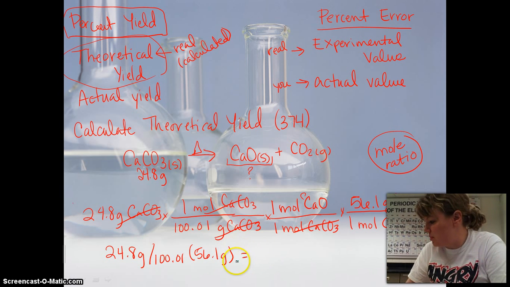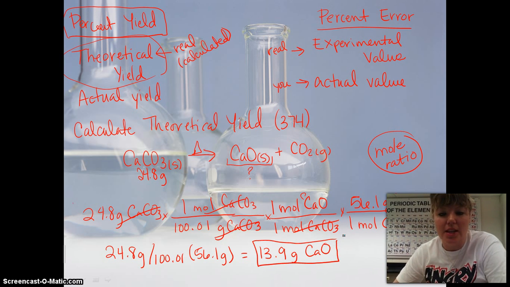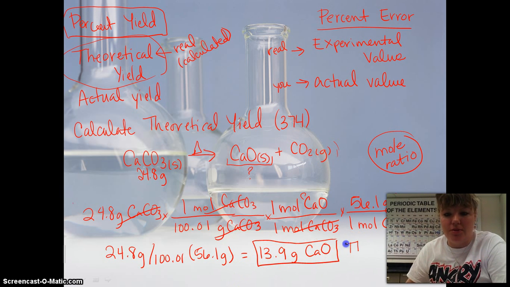Okay? So if we do this, we get a number of 13.9 grams of CaO. Okay? So this is now our theoretical yield. If we did this in the lab right now, we would take and weigh out 24.8 grams of the calcium carbonate. We would heat it up, and when we were done, after all the gas was released, we should have 13.9 grams of CaO. Now, of course, we could subtract these two numbers and figure out exactly how much CO2 was released as well. Okay, so this is now our theoretical yield.